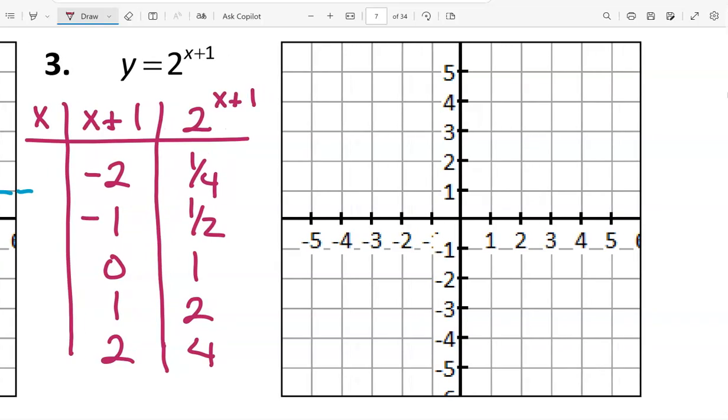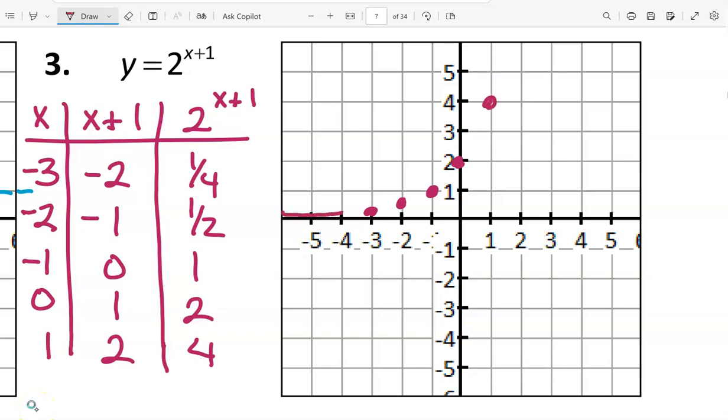If x plus 1 is equal to -2, we can subtract 1 to find the value of x. The same thing is true for all of the rest of the values. Just subtract 1, and now the x values versus the y values are the first and last columns in this table. So (-3, 1/4), (-2, 1/2), (-1, 1), (0, 2), and (1, 4).